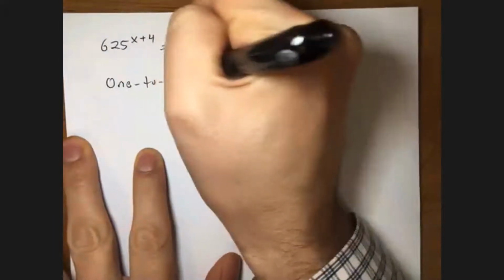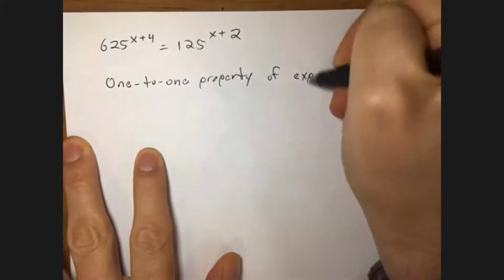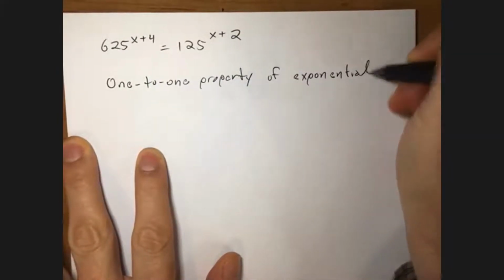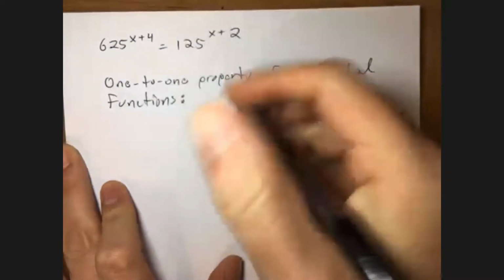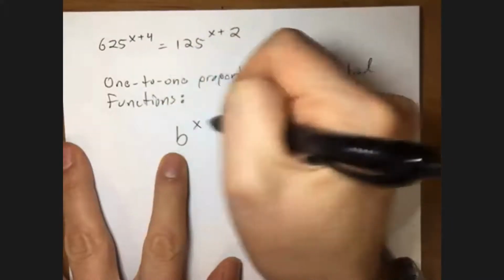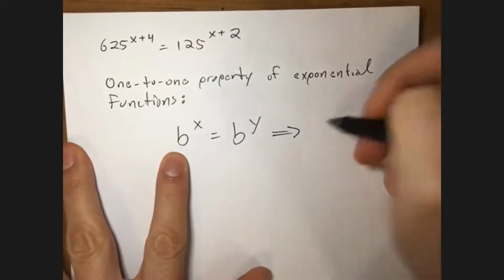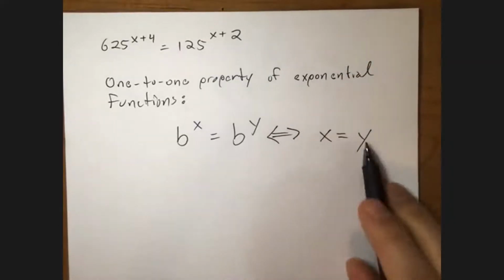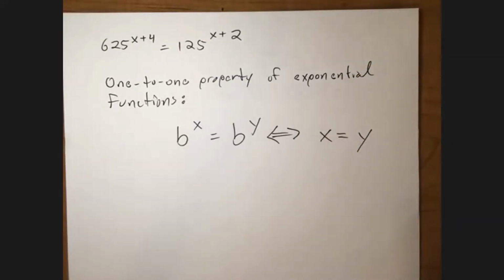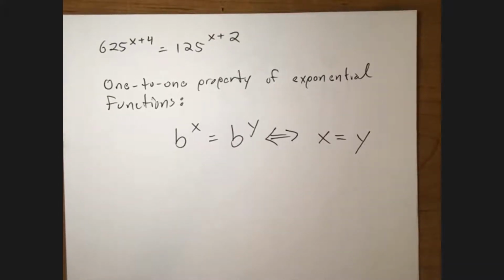The one-to-one property says that if b to the x equals b to the y, that means that x equals y. It works the other way too, of course. If x equals y, then of course these things would be equal. But the one-to-one property says it goes both ways here. So this is something we can use to solve this equation.